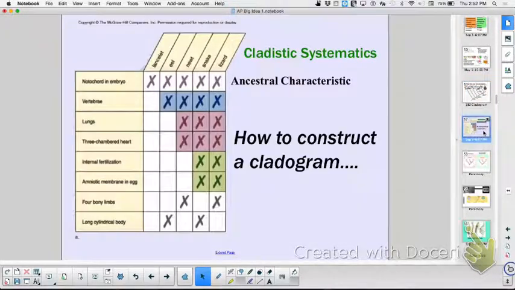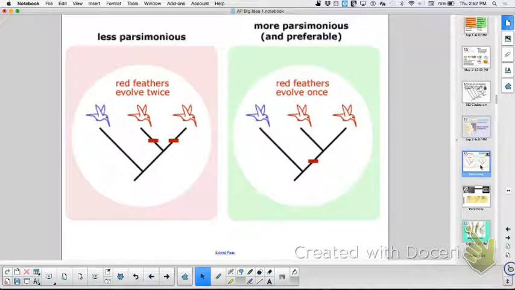And here, this is how to construct that cladogram. So you look to see, what does everybody have? That's your ancestral trait. And then you just start dropping them off. Okay, take a look at this diagram right here.